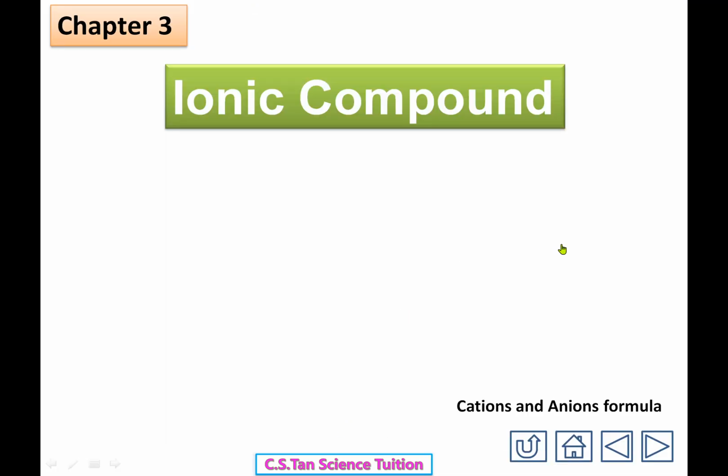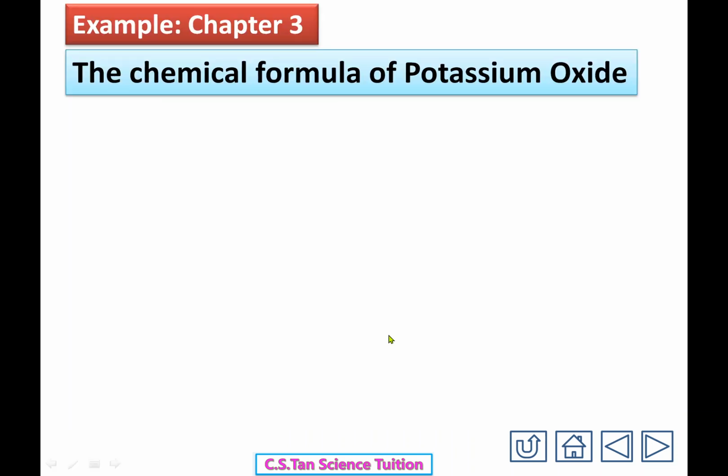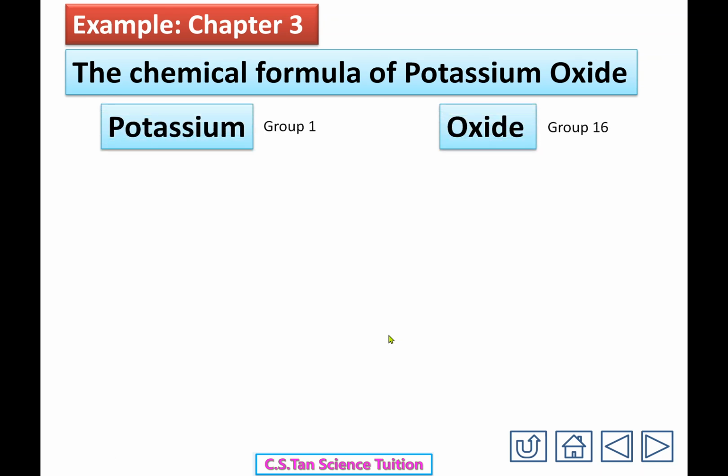Okay, so this is what happened last time, in chapter 3. At least you understand where an ionic compound comes from? What is an ionic compound? They are the compound formed between the metal and non-metal. This is what we call an ionic compound. But how does the ionic compound form?